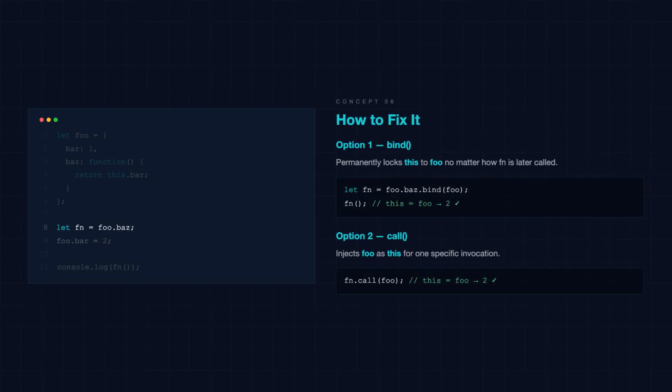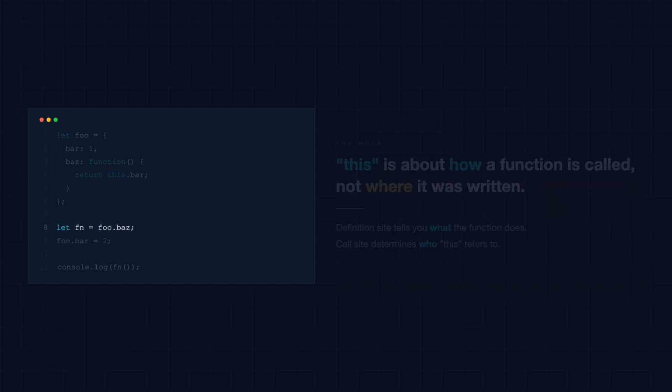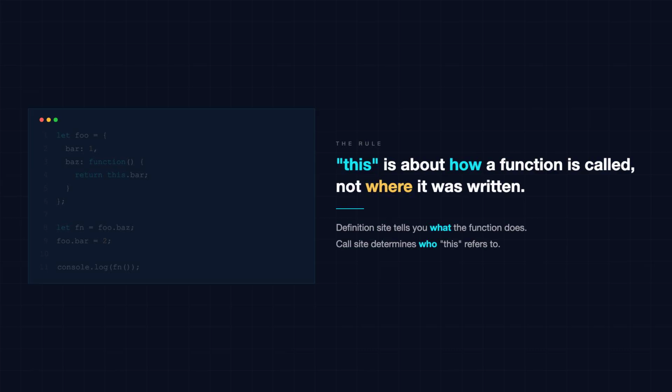There are two clean ways to fix this trap. First, use bind. Write foo.baz.bind(foo). This permanently locks this to foo, no matter how or where fn is later called. Second, use call at the invocation site, fn.call(foo). This injects foo as this for that one specific call. The rule to take away: this is about how a function is called and not where it was written.